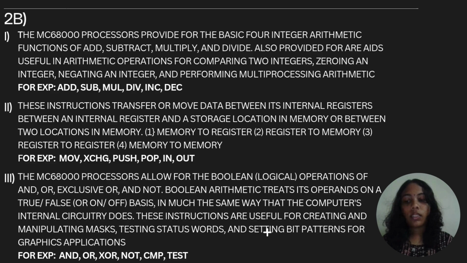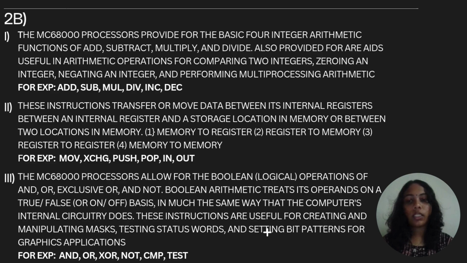Second, data transfer. This instruction transfers or moves data between an internal register and a storage location in memory or between two locations in memory. First, memory to register. Second, register to memory. Third, register to register. Fourth, memory to memory. For example, MOV, XCHG, push, pop, in and out.